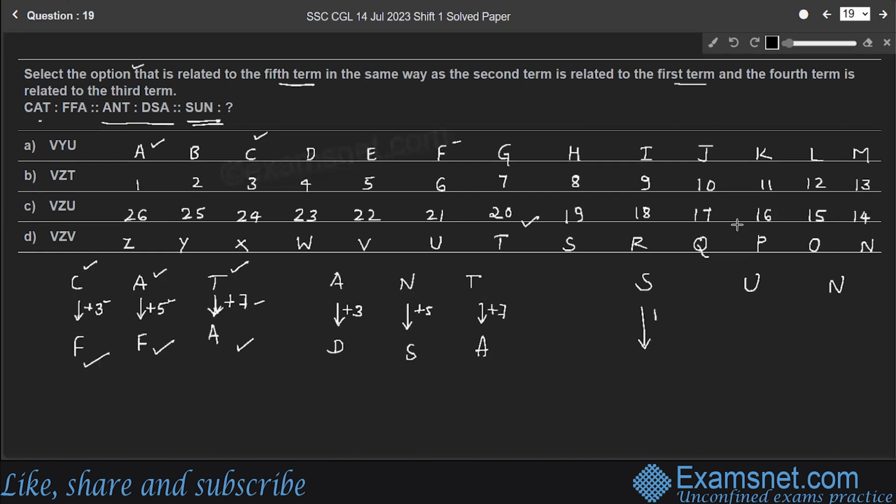To the first letter, add 3. S plus 3, 19 plus 3, 22, which is nothing but V. U is 21. Add 5. 21 plus 5 is 26, which is Z. Whereas N is 14. Add 7. 14 plus 7 is 21, which is U. Therefore, SUN will be coded as VZU. Option C is the answer.